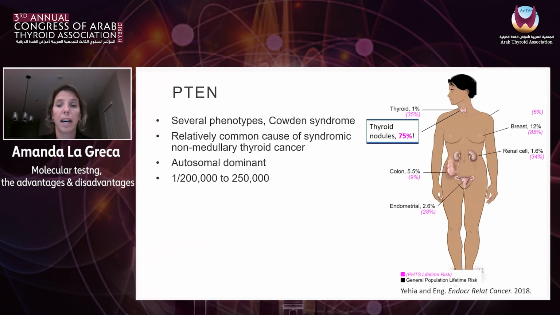So PTEN is part of the Cowden syndrome, where it's associated with some malignancies such as breast, renal cell carcinoma, melanoma, thyroid 35%, some benign thyroid nodules 75%, colon cancer. So it's a relatively common cause of syndromic non-medullary thyroid carcinoma.